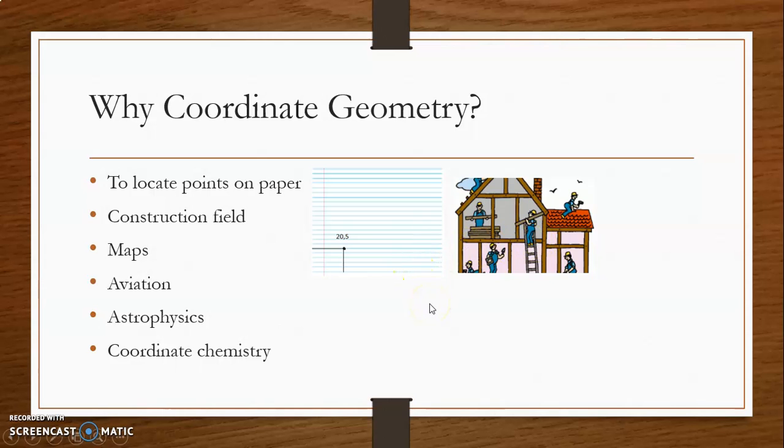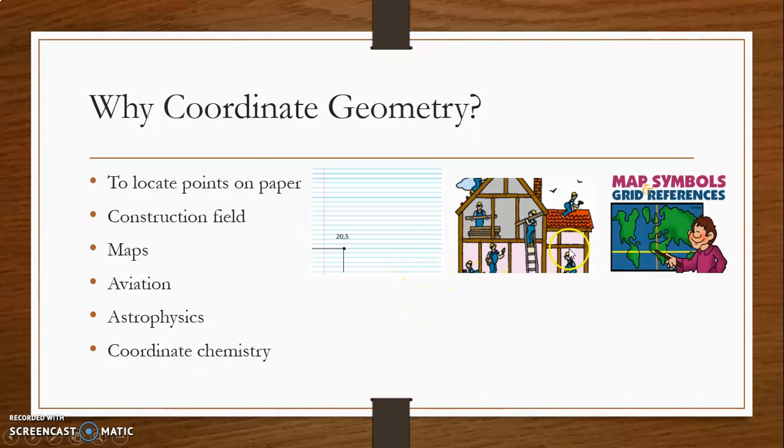We have already seen how the grids are made over the globe, and we use them for reference to make different maps and symbols on the maps. Then we use coordinate geometry in aviation to give directions to the plane to fly.